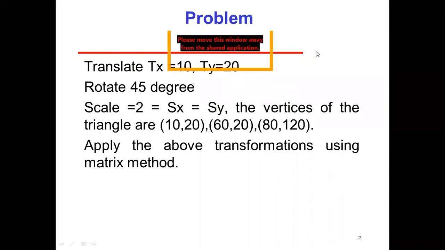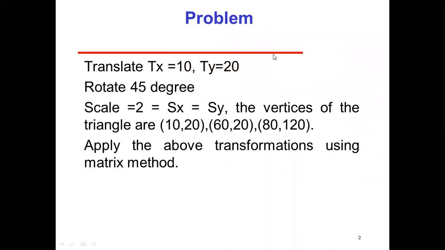The vertices of the triangle are (10, 20), (60, 20), and (80, 120). So apply the above transformation using the matrix method. You will solve this problem using the matrices, not the equations. First you will apply the translation matrix. The values are already provided to you. So what is the translation matrix?